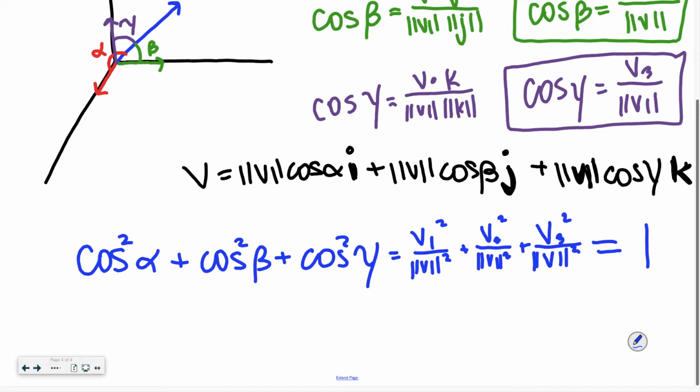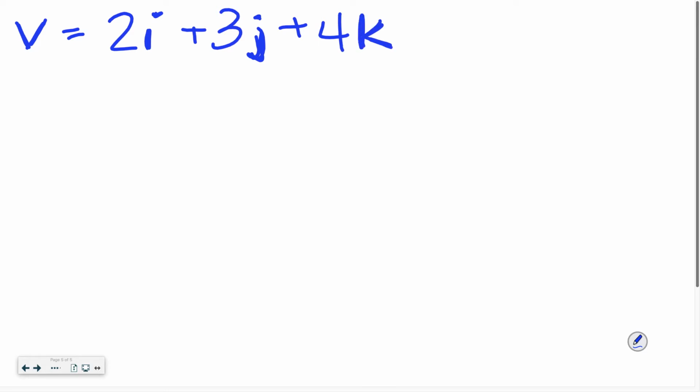Okay, so let's practice with vector V equaling 2I plus 3J plus 4K. We know that the cosine of alpha is the first component over the magnitude. Somebody yell out the magnitude for me. Radical 29. Thank you. So in your calculators, please take the inverse cosine of 2 over radical 29.